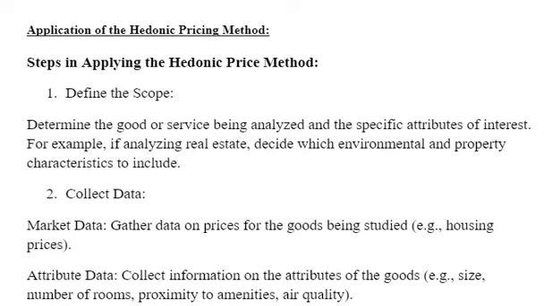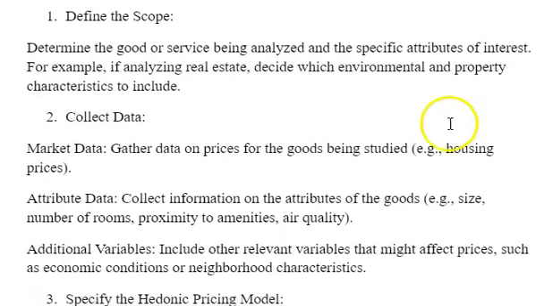Second one, collect data. Market data: gather data on price for the good being studied. Here the example is housing price. We collect data related to the price of the houses. Attribute data: collect information on the attributes of the good, the attributes of the housing. What are the factors that determine the price of the property, the price of the house?